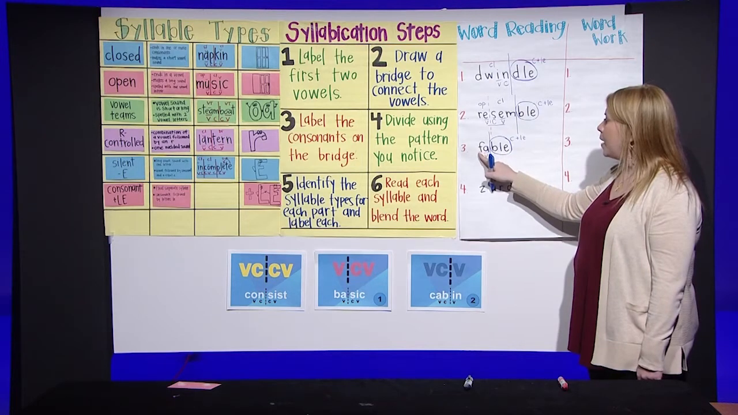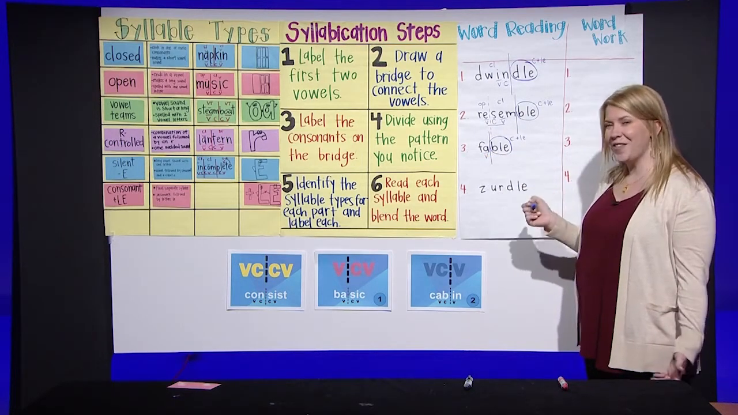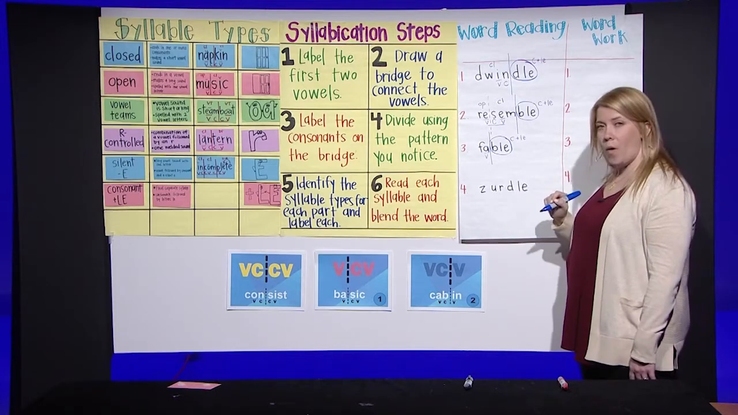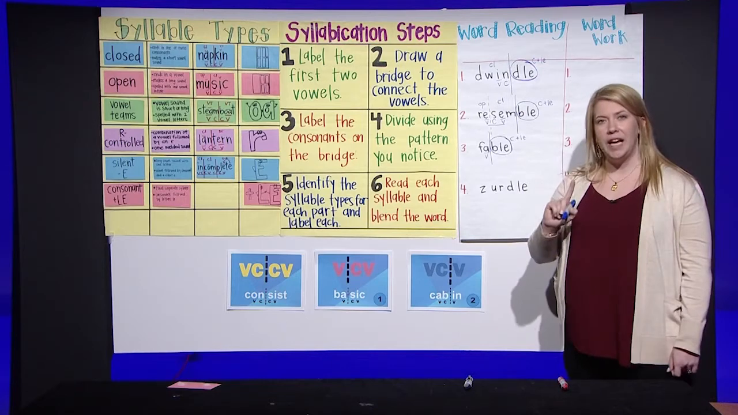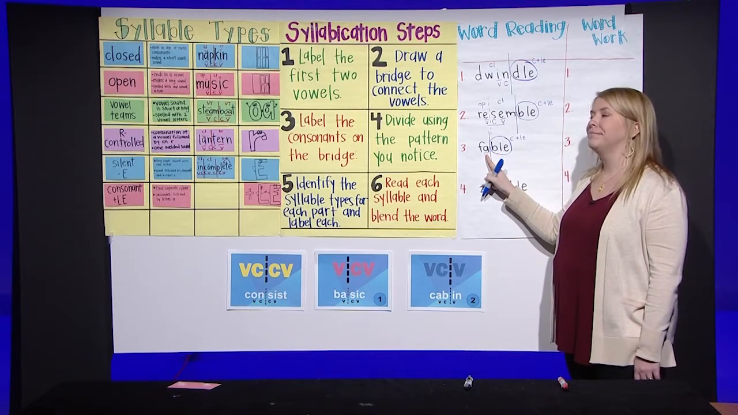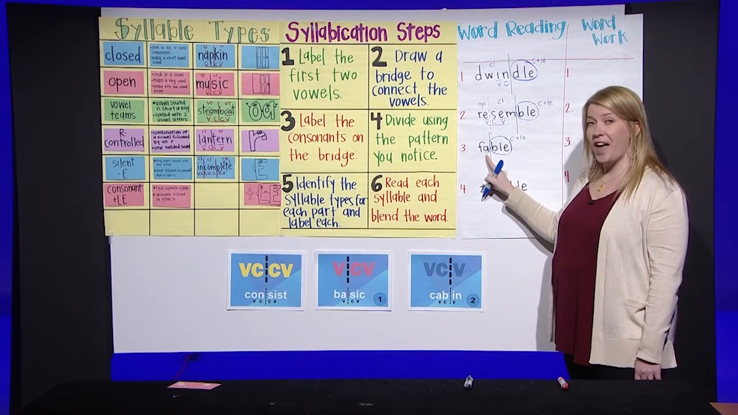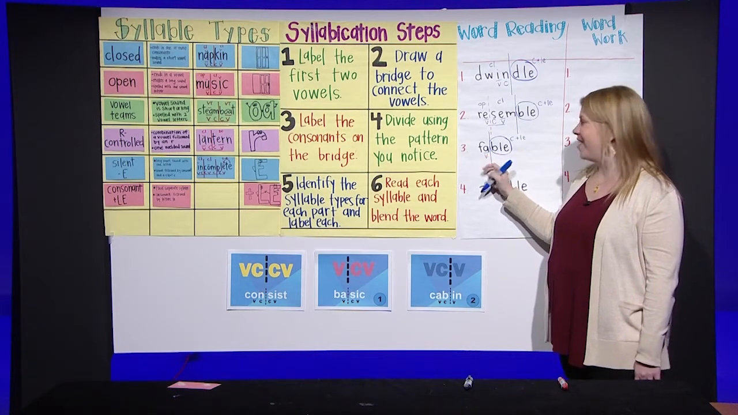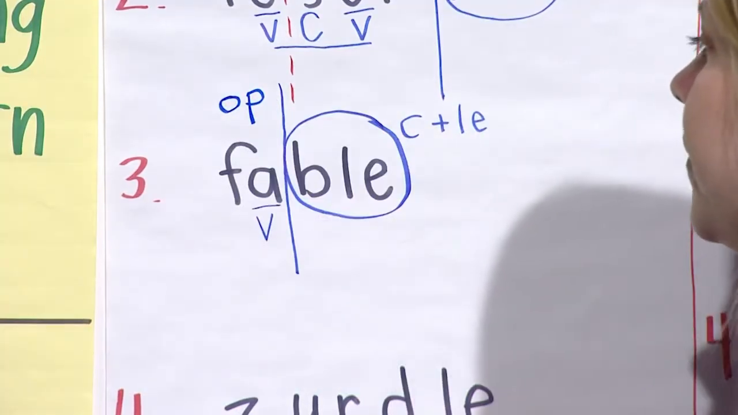So what do you notice about the beginning of my word? That's right. It ends in a vowel, and it's also spelled with one vowel letter. So what kind of sound is that A going to make? Yes, a long sound. And what kind of syllable do we call that? Great job. Open. So I'm going to label it with O-P.